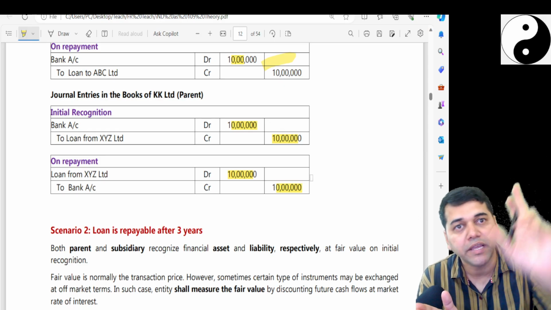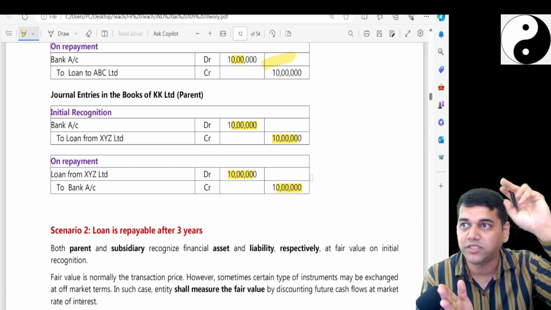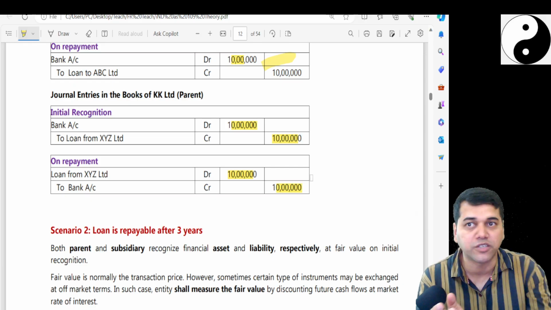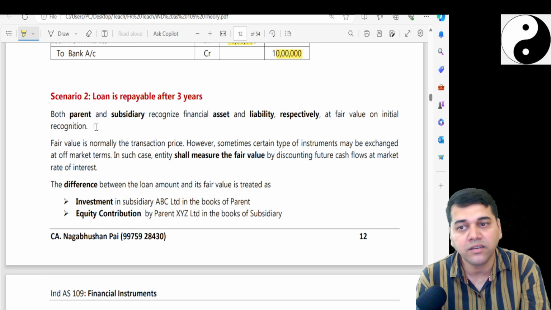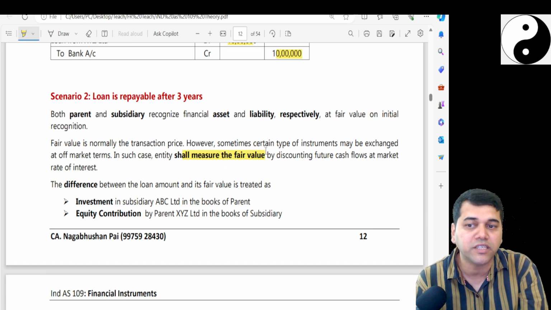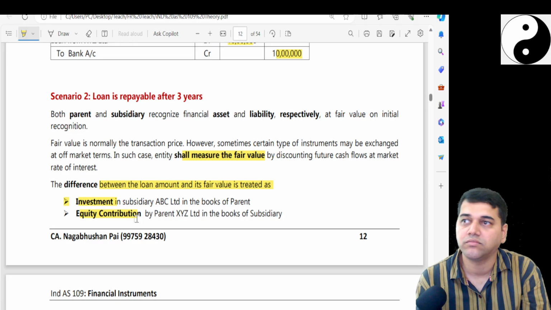And this is the same thing applicable to the loan notes which the parent gave to the investment. Now if it is repayable after 3 years, then everything is the same, but you should measure the fair value by discounting, and the difference will be investment and equity contribution. I can proceed further.